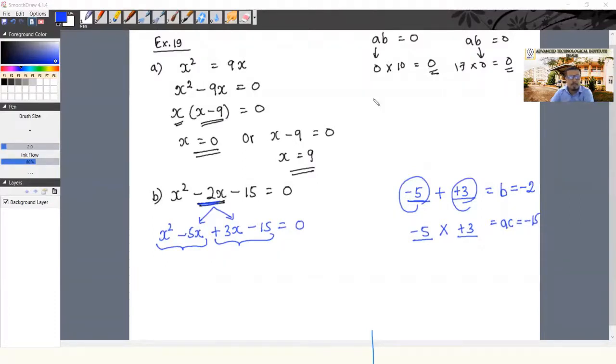If you take the first two terms, what is the common factor? Common factor is x. Then within the brackets, it should be x minus 5. If you take the second couple, what should be the common factor? That is 3. Within the brackets, it should be x minus 5 equals 0.